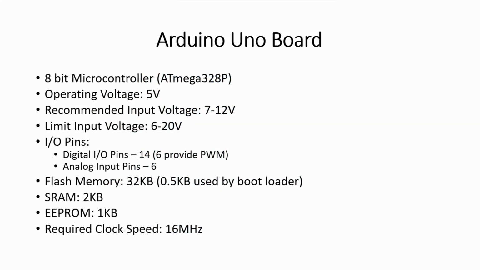Now it's time to summarize. The Arduino Uno board contains an 8-bit microcontroller. It is operated with a 5V DC supply. The recommended input voltage is 7V to 12V, although it has a limit of 6V to 20V. It contains 14 digital input-output pins, of which 6 are provided with PWM, 6 analog input pins, flash memory of 32 kilobytes, of which only 0.5 kilobytes are used by the bootloader or the firmware, SRAM of 2 kilobytes, EEPROM of 1 kilobyte, and the required clock speed is 16 MHz.